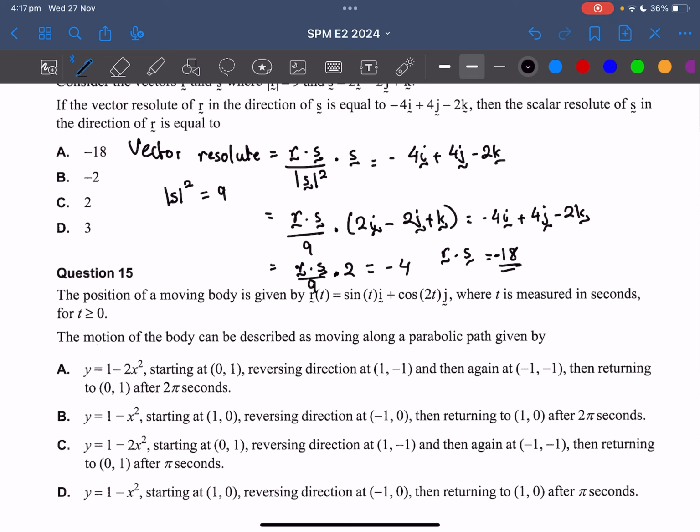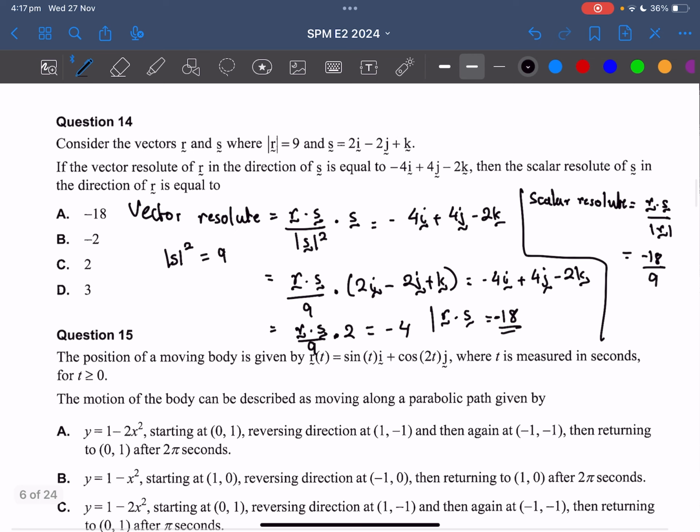Okay, and using this information we can find the scalar resolute. So scalar resolute is equal to r dot s divided by magnitude of r. So we already have the r dot product s, which is negative 18, right? So it will be negative 18 on the magnitude of r, which is given to be 9, so that will be minus 2. Okay, so answer is going to be B.